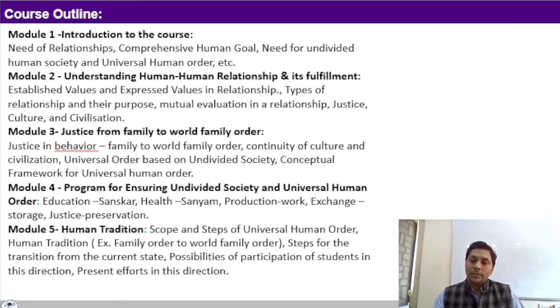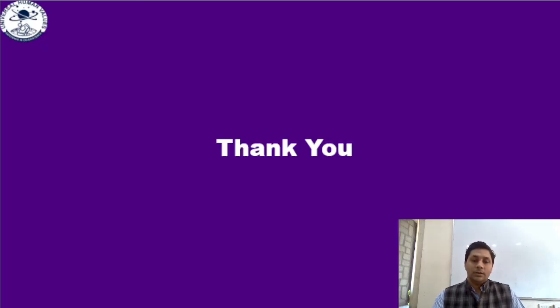Module 3 talks about justice from family to world family order. Module 4 talks about undivided society and universal human order. Here we will discuss various dimensions required for a fulfilling life in detail. And module 5 talks about human tradition, where we will discuss universal human order, human traditions, efforts made in this direction, etc. So it's all about the course.